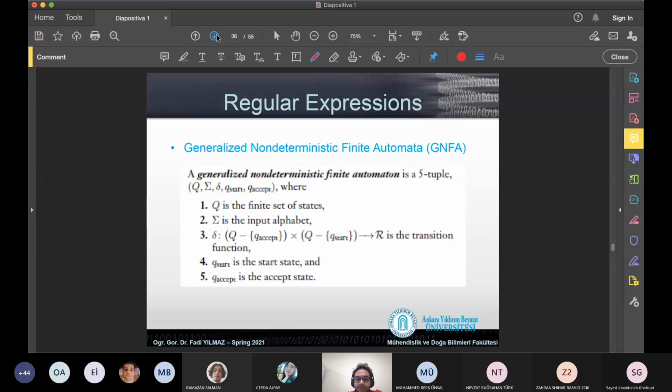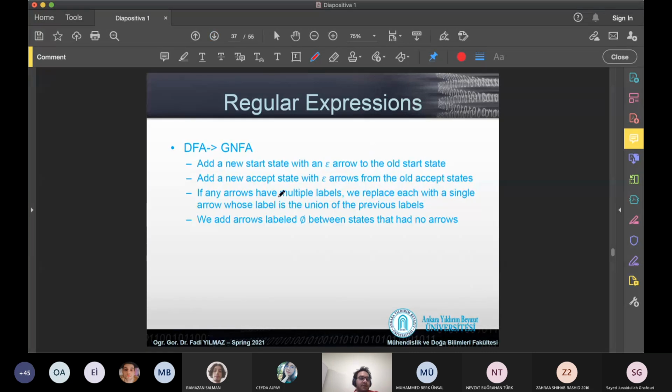Okay, guys, so there's a formal definition of it. Again, Q is the finite set of states, and sigma is the alphabet. The transition function is different, right? It goes from Q minus accept times Q minus start, and R is the set of regular expressions. So we have only one start state and we have only one accept state, and these two must be different. Okay, guys, you can look for more details if you're interested.